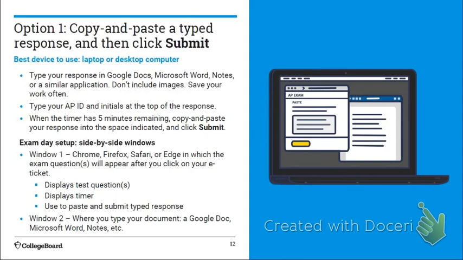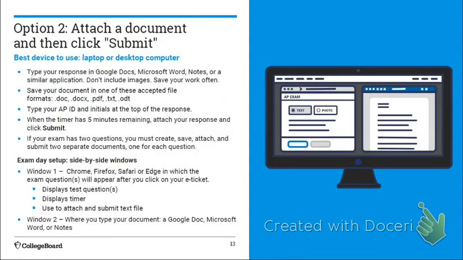Okay, so in Chrome, you would have the test questions. The timer is going to be there. I'll talk about that in a minute. And this is where you would paste your answers. A second window you would have open would be that Google Doc or that Word file or whatever, okay, that you're copying from. Okay, so this is the method I would recommend.